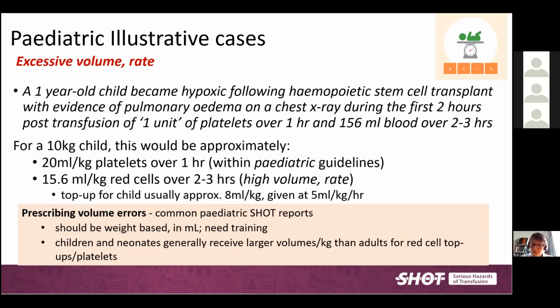But at the same time, and this is not actually evidence-based, it's just historical practice, and it's particularly the case for neonates. So I think that is something we should be considering in the future, really, when thinking about TACO for this group.